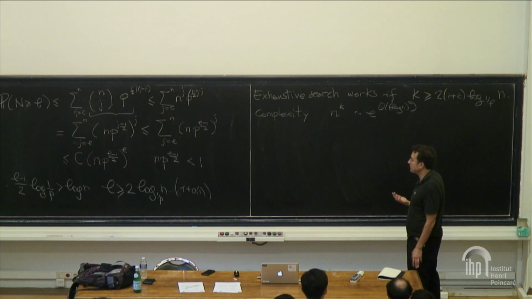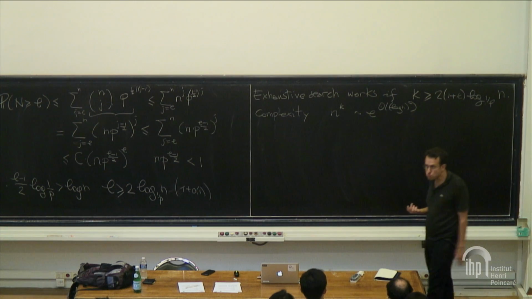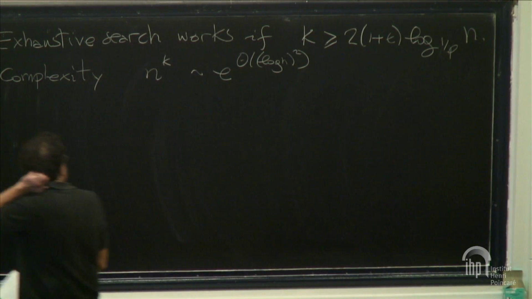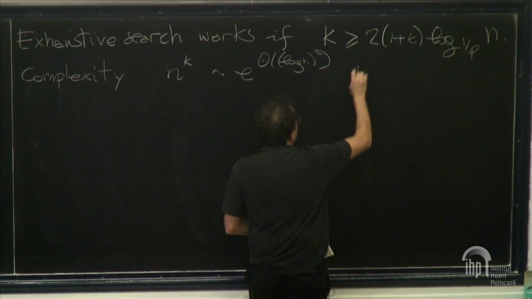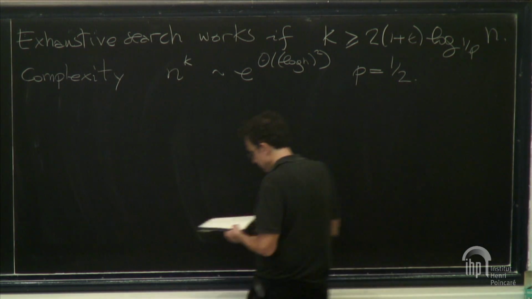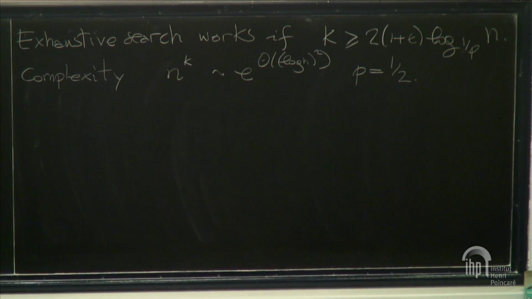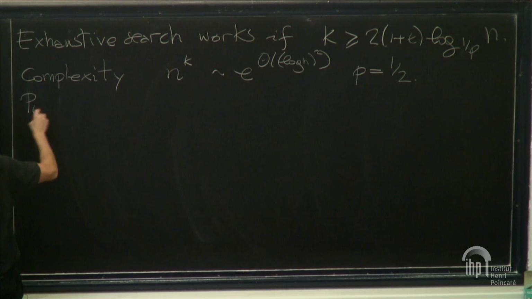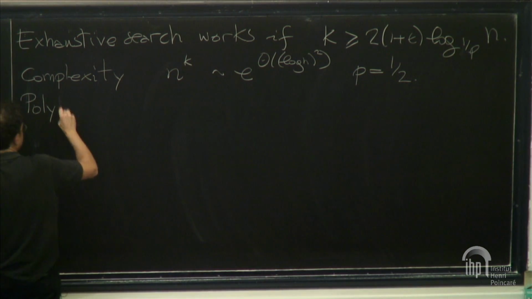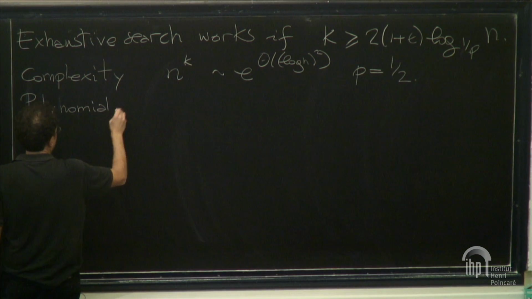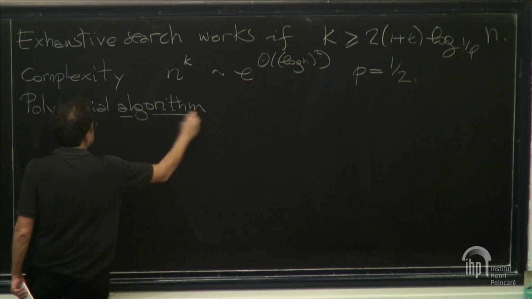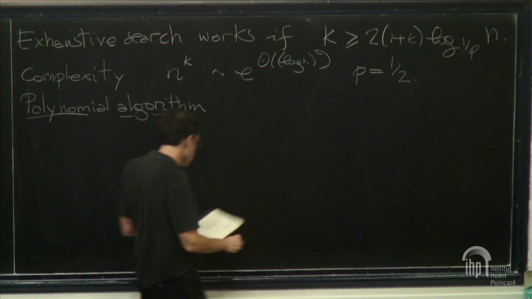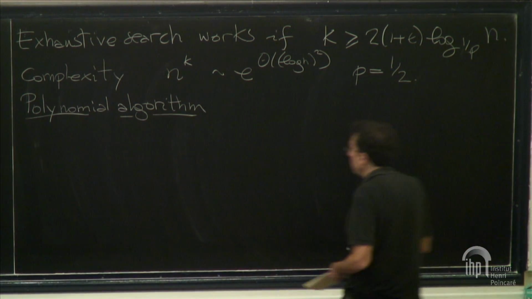So what about polynomial time algorithms? Well, it turns out that there exists a classical algorithm for this problem. Hereafter, I'll take p equal 1/2, just for simplicity. So there exists a polytime algorithm, and that is a spectral algorithm.